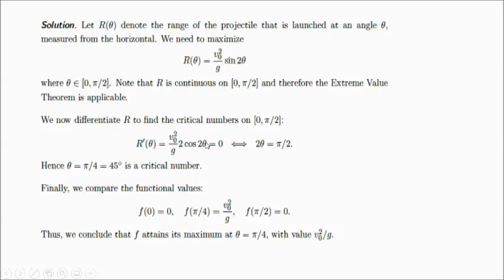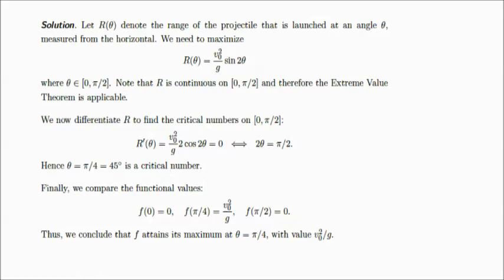So if this whole 2 theta is 90 degrees, class, what we want is just theta, right? So we need to divide by 2. So if that is 90, divided by 2 is 45 degrees. In radians, divided by 2, that is pi over 4. So therefore, 45 degrees is a critical number.